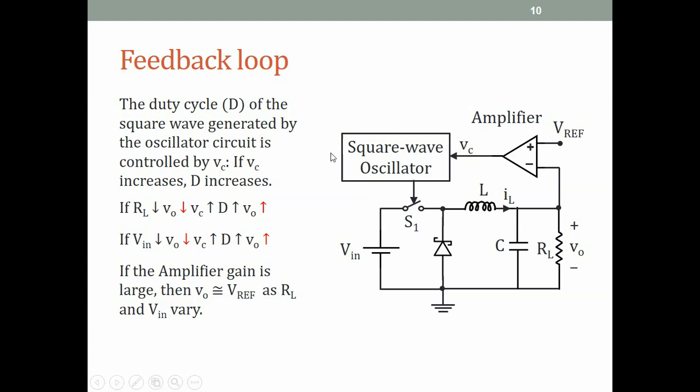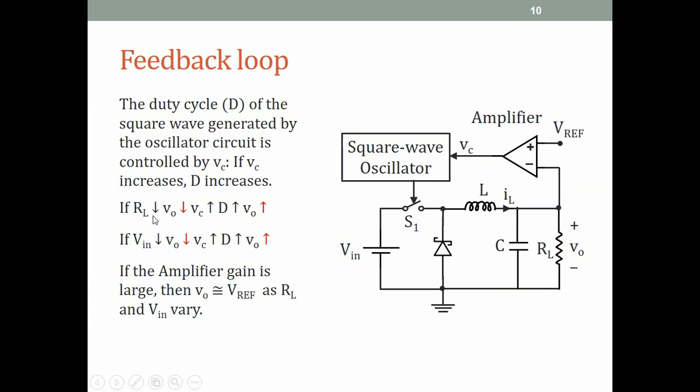Alright, so inside this circuit, as Vc increases, the duty cycle of this square wave oscillator increases, and that square wave is fed as the input to control the on and off mechanism of the switch. So when the square wave voltage is high, the switch is on. When the square wave voltage is low, the switch is off or open. Alright, so let us qualitatively look at the operation of this negative feedback loop.